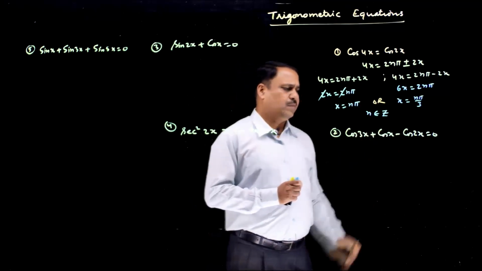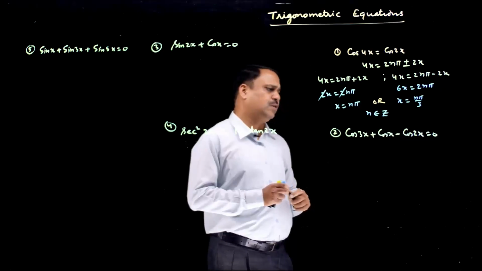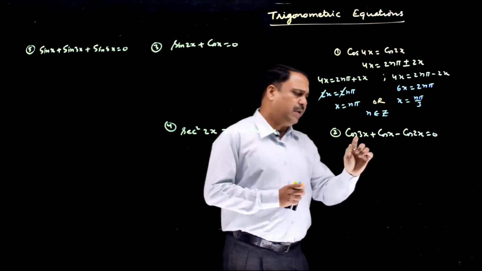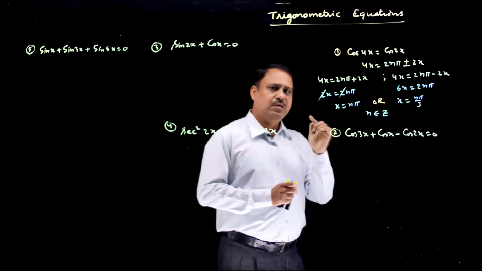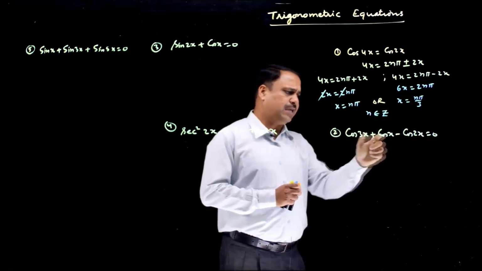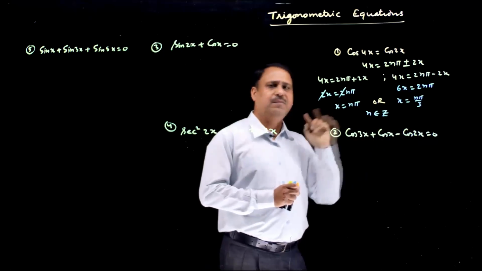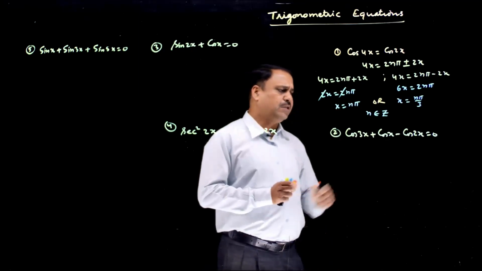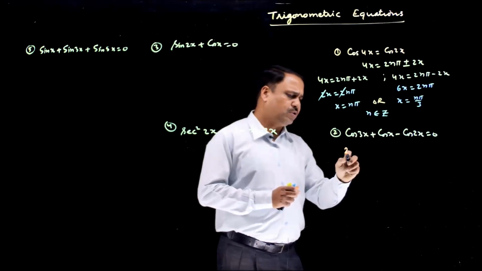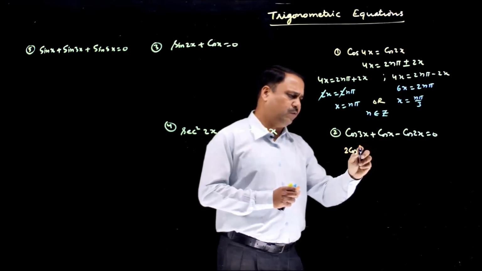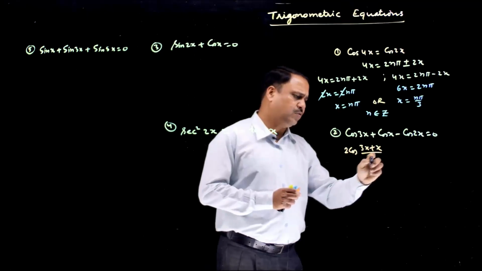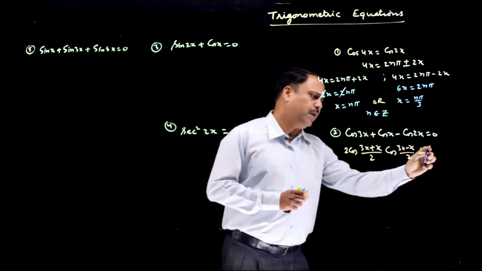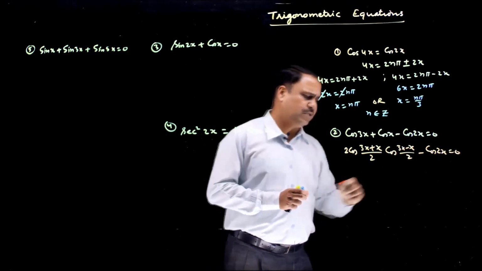Now in this question, cos 3x plus cos x minus cos 2x equal to 0. Sometimes we may have to rearrange the terms. The idea is when I am using this cos C plus cos D, it is 2 cos of (C plus D) by 2. So 3x plus x by 2. That means I must get the same angle. Difference is same or sum is same, that we can use. So cos C plus cos D, if I use here 2 cos (3x plus x) by 2 into cos (3x minus x) by 2 minus cos 2x is equal to 0.